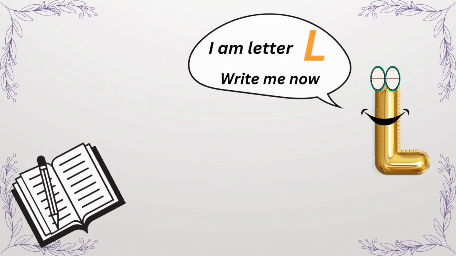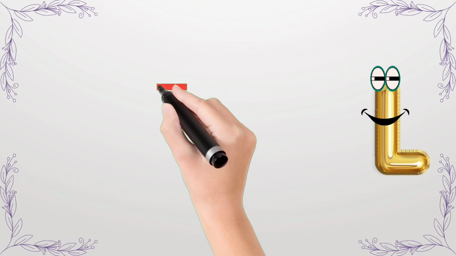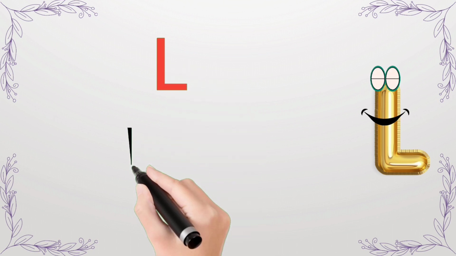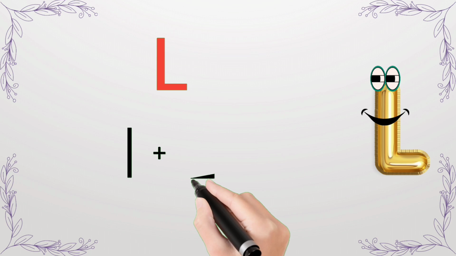I am letter L. Write me now. Straight line, last short line to the right at the bottom. Say L 5 times and write L, L, L, L, L.